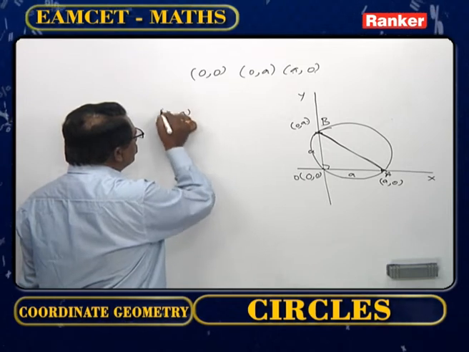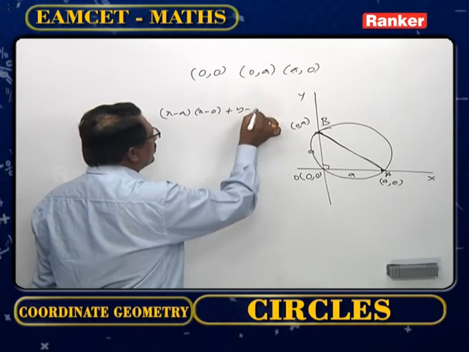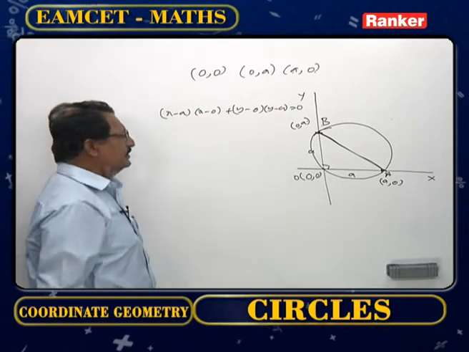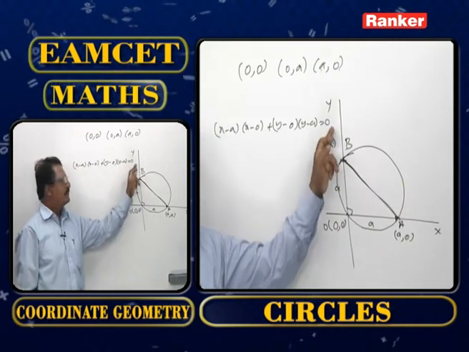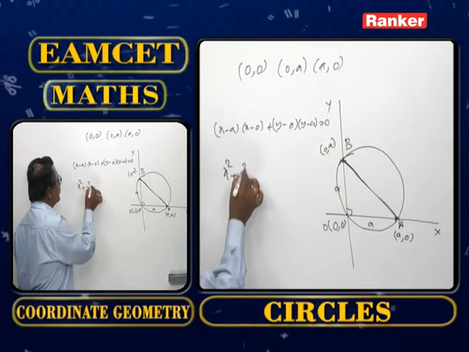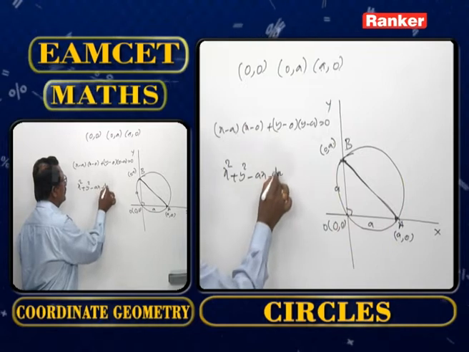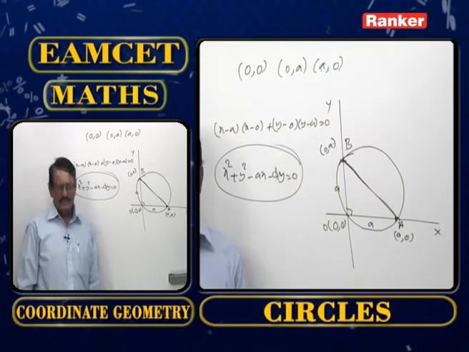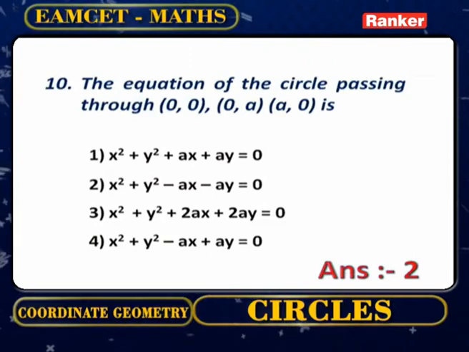(x minus a)(x minus 0) plus (y minus 0)(y minus a) equals 0, because (x minus x1)(x minus x2) plus (y minus y1)(y minus y2) equals 0. Now further simplifying, we get x square plus y square minus ax minus ay equals 0. So the required equation of the circle is x square plus y square minus ax minus ay equals 0. Second option.